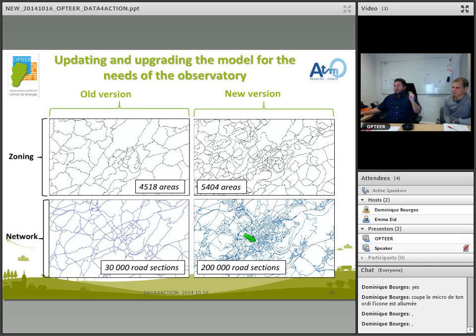Just to remember, when I talked about the observatory, I forgot maybe to mention, our goal is to provide figures at the municipality level, but these are French municipalities. They are really small. In our area, we have 1.2 million inhabitants, and we have 1,800 municipalities. Some municipalities are really, really small. That explains why we need a lot of tools to be able to provide the answers that the local authorities and the state ask us.